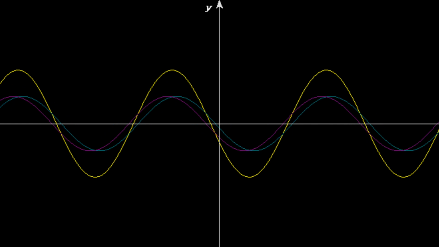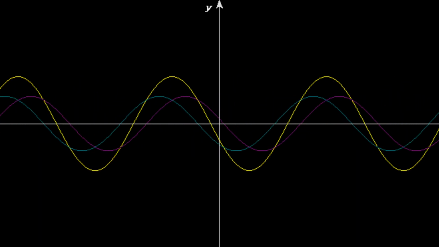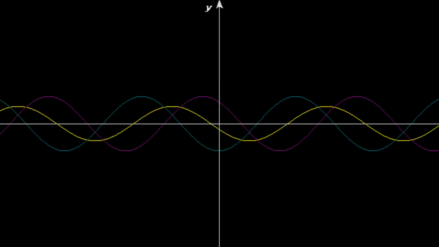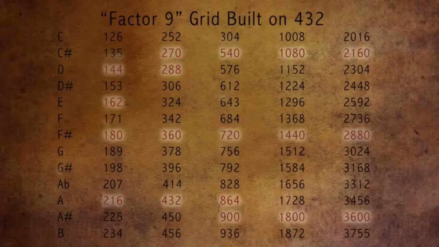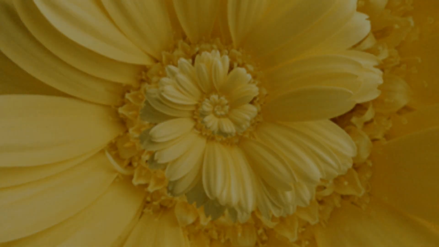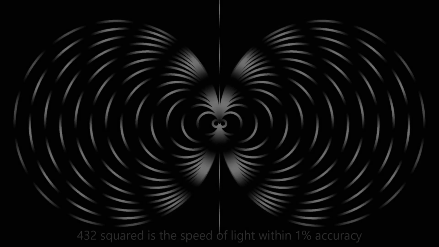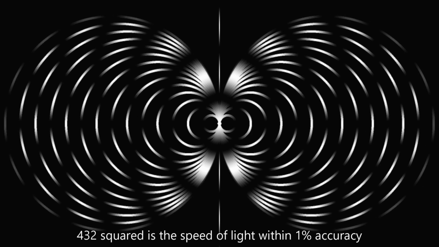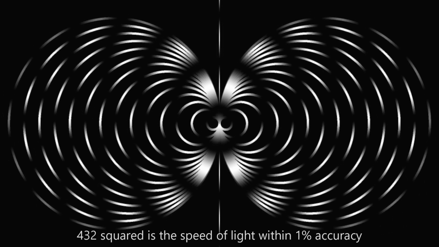The answer could be frequency harmonics. We measure sound frequencies and vibration cycles per second, and the numbers listed above, when played as frequencies, just happen to mirror the exact harmonic patterns found in nature. 432 squared is the speed of light within 1% accuracy.